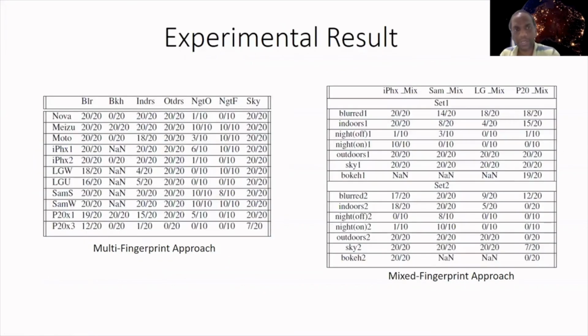We did experiments on multiple multi-camera smartphones. This is still at a preliminary stage, but from the results that we have got so far, it looks like for some cameras the multi-fingerprint approach works better, and for others the mixed fingerprint approach works better. But there are also some cases where the PRNU-based method is not working on a few of these cameras, and we are still exploring what could be the reason.